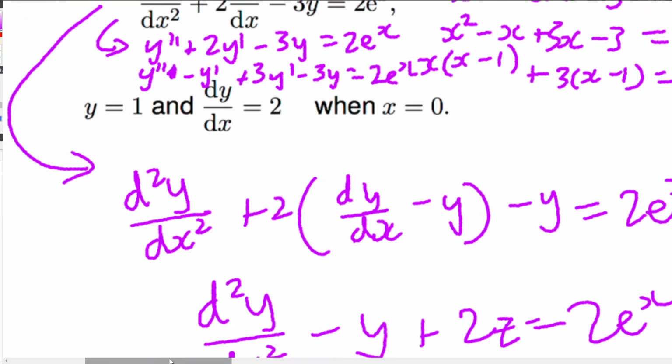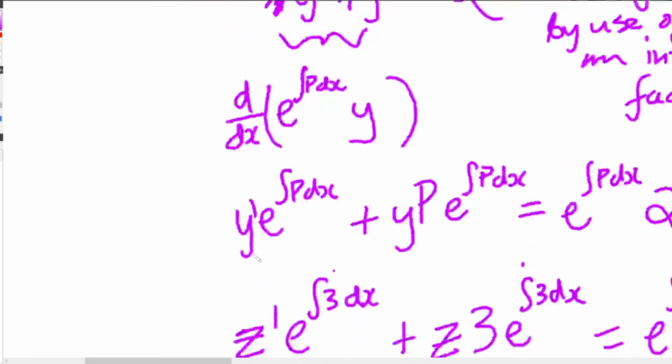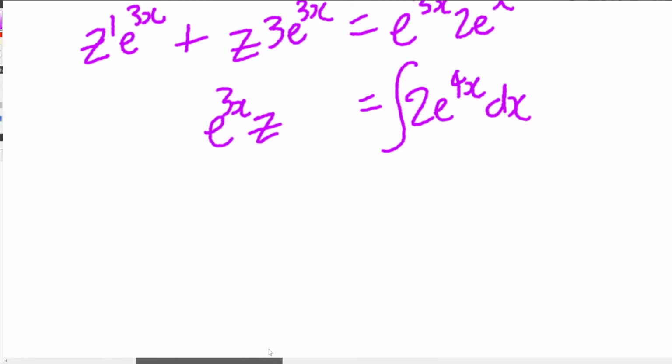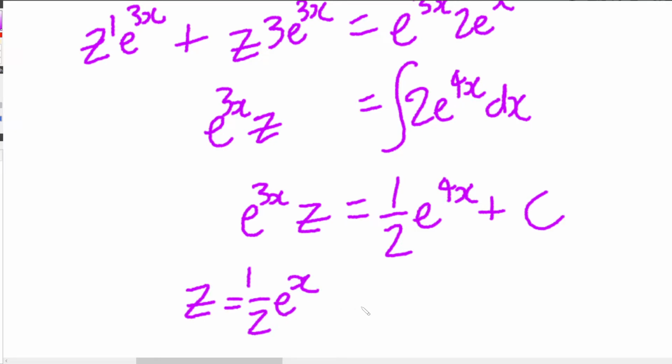We have some boundary conditions: y is 1 and dy by dx is 2 when x is equal to 0. Let's just figure those out later. 2e to the 4x goes to 1 over 2 e to the 4x plus some c. So if we divide by e to the 3x, we get z is half e to the x plus c e to the minus 3x.